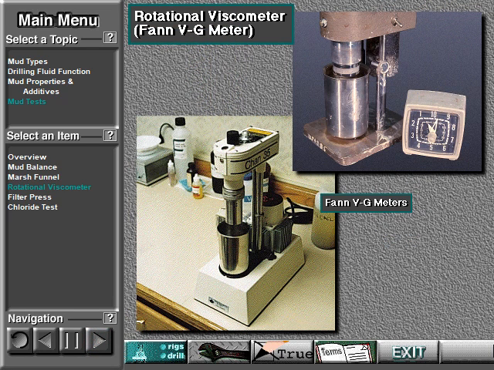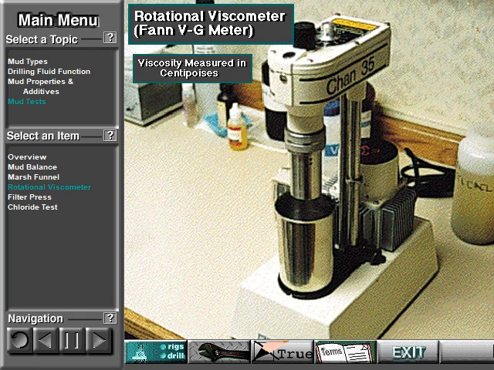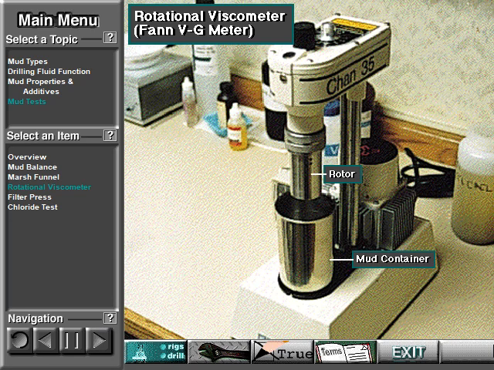This device also measures mud viscosity. It's a more scientific viscosity measure than the marsh funnel. A fan VG meter measures the mud's viscosity in centipoises. A centipoise is a unit of measure for viscosity, just as an inch is a unit of measure for length. The fan VG meter works by spinning a rotor or bob in a sample of mud at 2 different speeds.